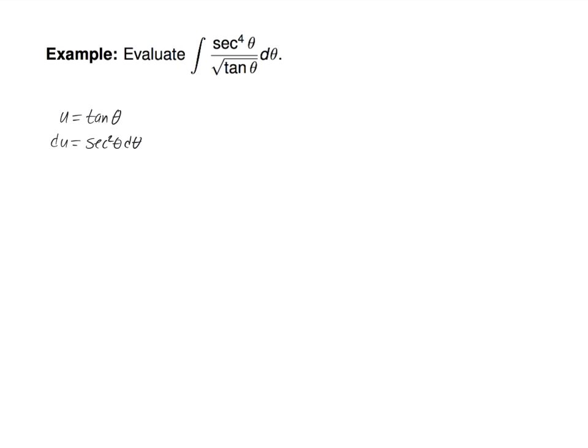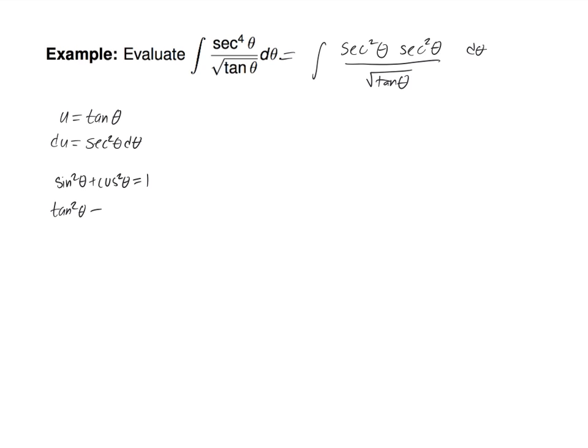Okay? So let's break that into integral of secant squared theta, secant squared theta d theta over root tan theta. Okay, so sine squared theta plus cosine squared theta equals 1. What's the identity involving secant squared? Tangent squared theta plus 1 equals secant squared theta.